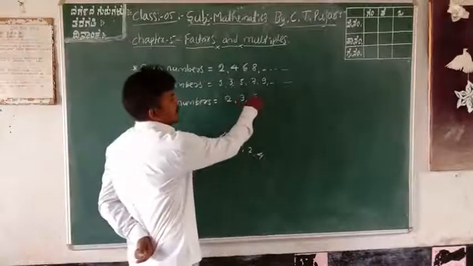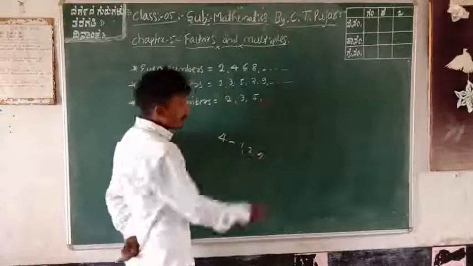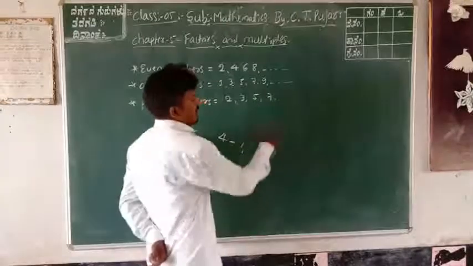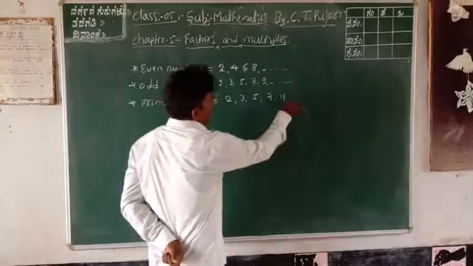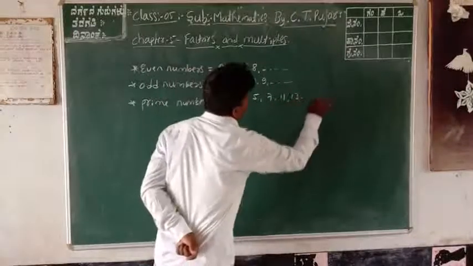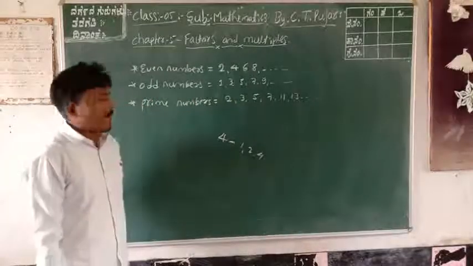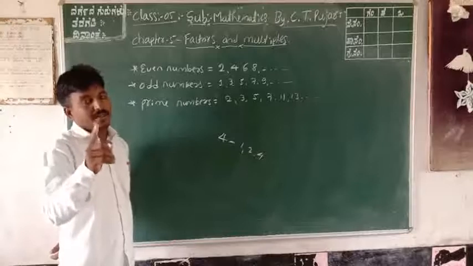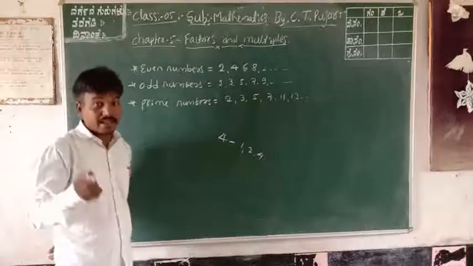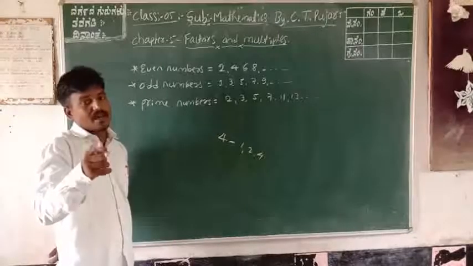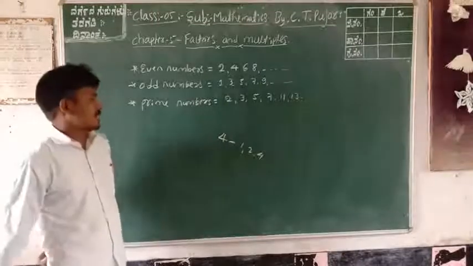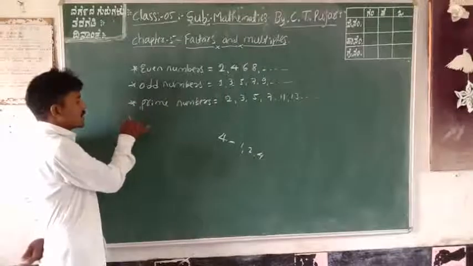2, 3, 5 are prime. Next 7. Next 9 is not prime. Next 11 is prime, and 13 is prime, and so on. The meaning of a prime number is a number that has only two factors, or otherwise a number divisible by itself and only 1. That is over.